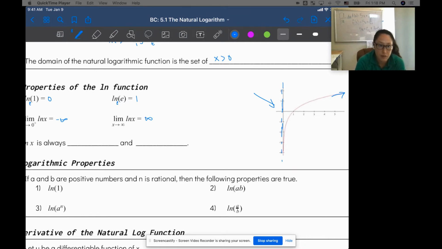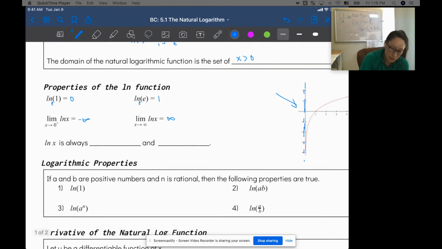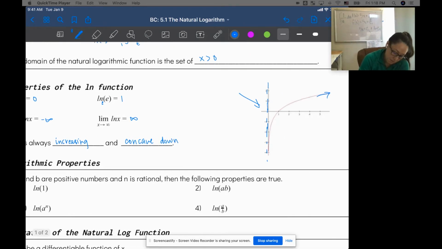increases forever. So the natural log is always increasing, and it's concave down, meaning the tangent line can be drawn above the curve for the entire function. Okay, good.